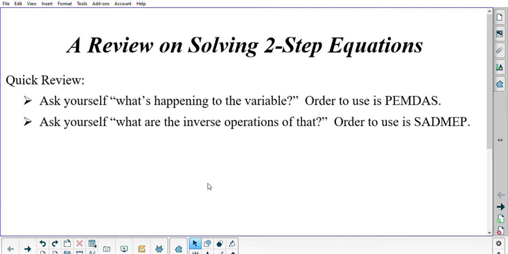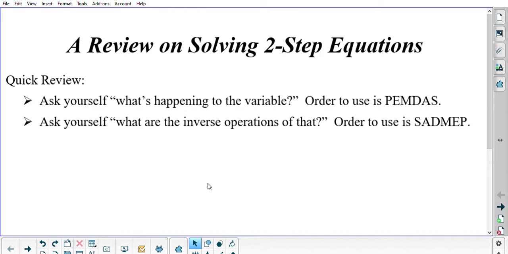Hello, this is Mr. Underkoffler, and today we're going to be looking at a quick review on solving two-step equations, and then we're going to segue from that into an introduction on what we do with equations when there's variables on both sides. All right, so let's start with the top of these guided notes.